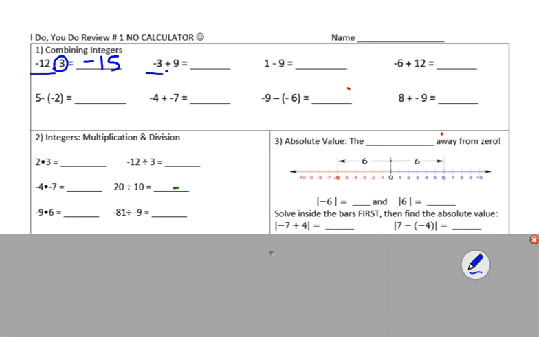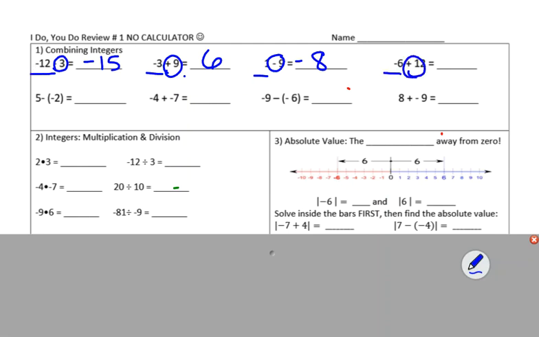If you look at the next one, -3 and a +9, we're still going to be combining integers, okay? So these ones we cannot combine because they are different signs. So we're going to subtract and take the sign of the larger number. So we're going to have 6, and it's going to be +6 because 9 is larger. 1 minus 9, again, different signs, so we subtract. 9 minus 1 is 8, but there are more negatives left over because that 9 is larger.